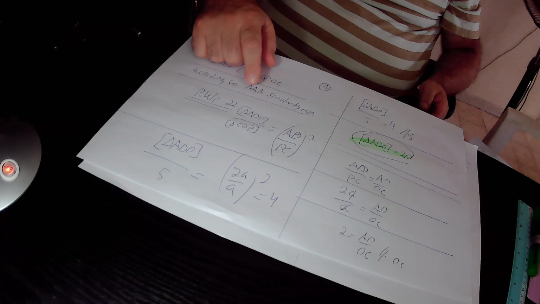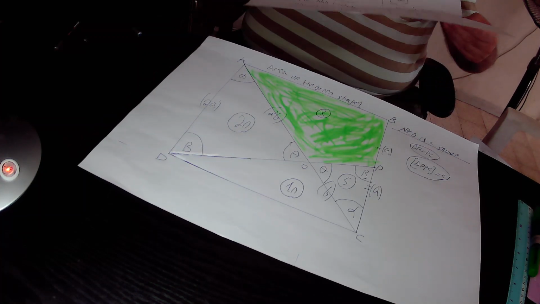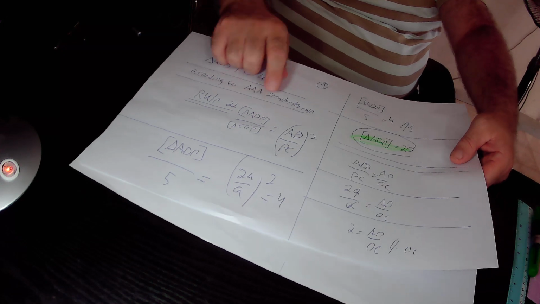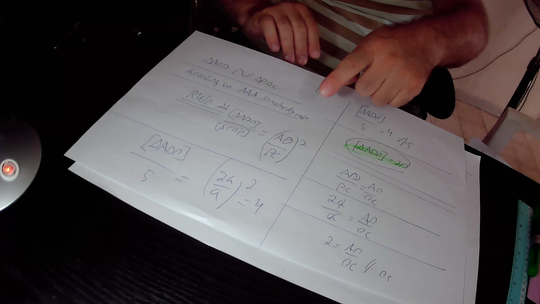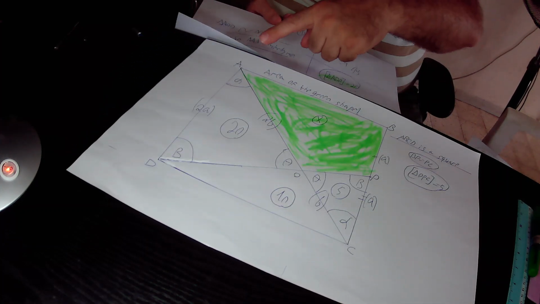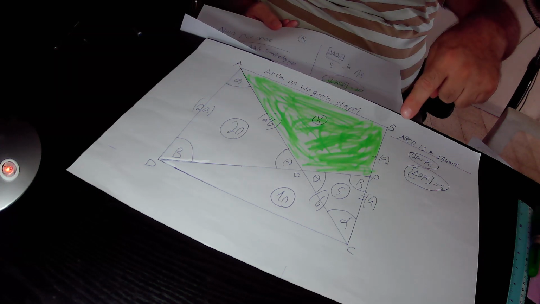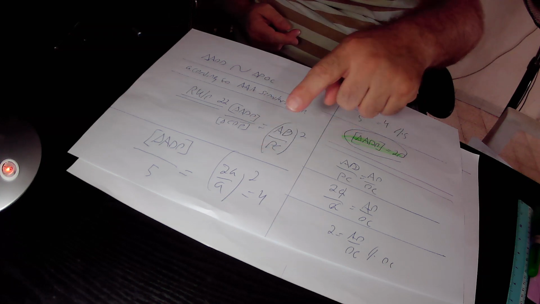The area of this triangle AOD is unknown, so we leave it as it is, over the area of triangle COP. The area of this small triangle COP is 5, so we substitute the area of triangle COP by 5, and it is equal to AD over PC squared. AD is 2A, and PC is A.